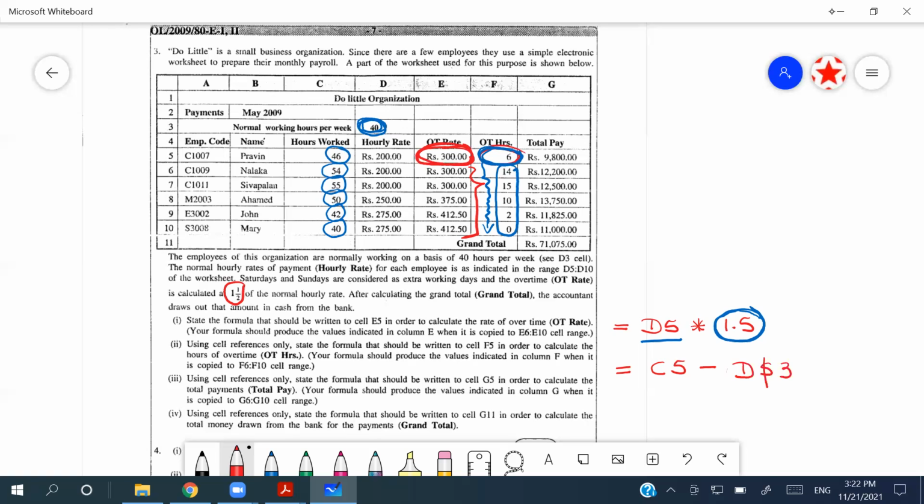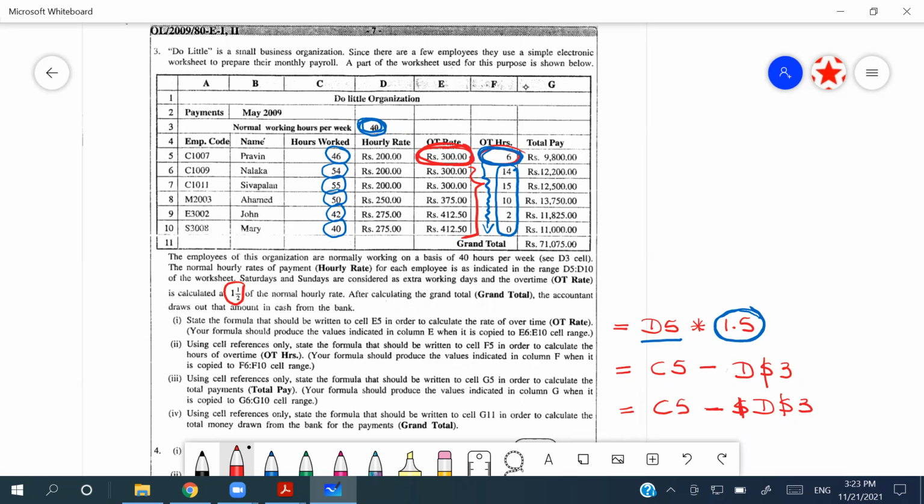So for F5, it is C5 minus D$3. Or someone else can say C5 minus $D$3. That is also correct, but there's no point of having the dollar at the left of the D because D is not going to change. Why is it not going to change? Because it is copied in one single column. So when the column is not changing, that means the letter is not going to change, right? So both the answers are correct, right?